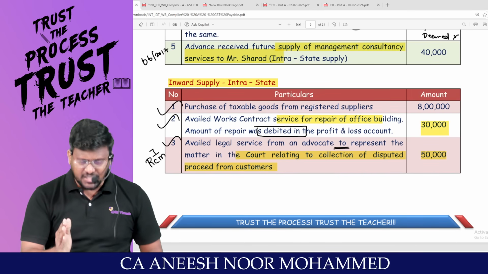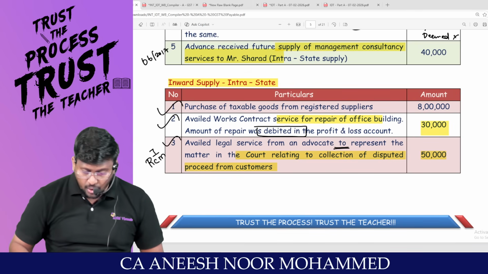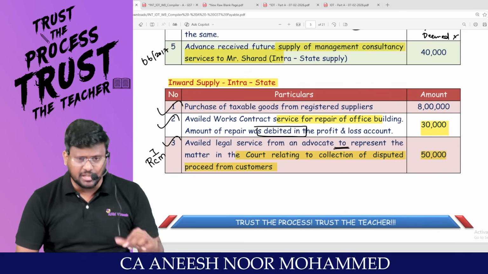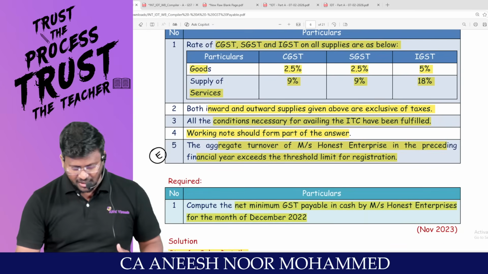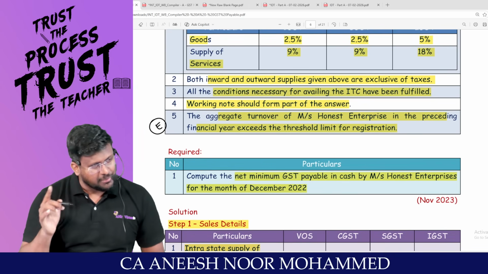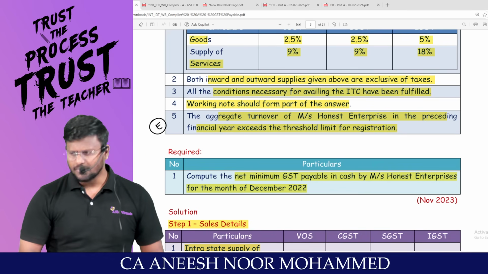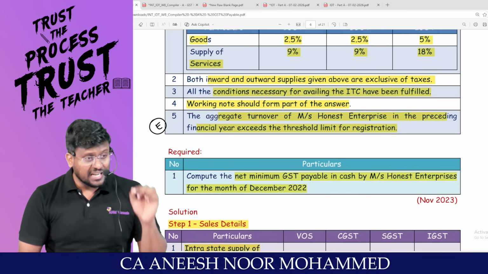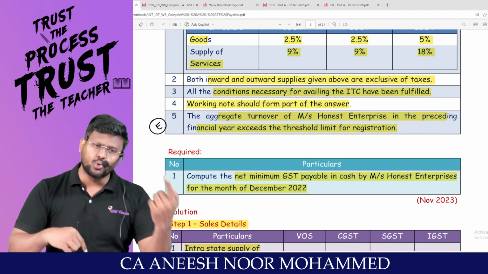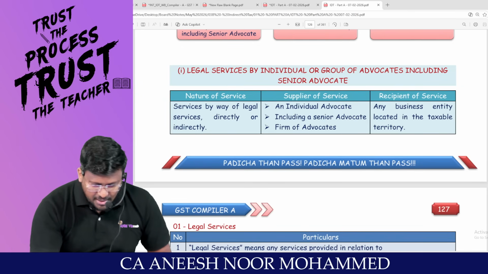If service has been provided by an individual advocate to a business entity whose turnover in the immediately preceding previous year does not exceed the threshold limit, it is exempted. That's why the last point says that this enterprise's turnover in the immediately preceding previous year exceeds the threshold limit for registration. That means it is liable for RCM. Is this inward RCM or outward RCM? Inward RCM. Can we quickly recall the RCM on legal services?